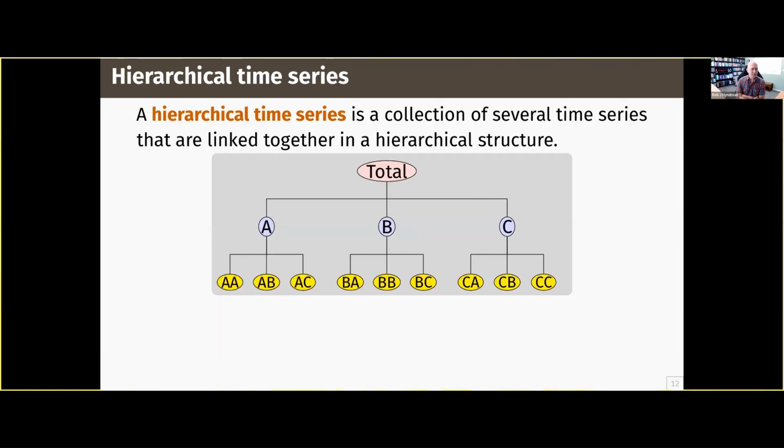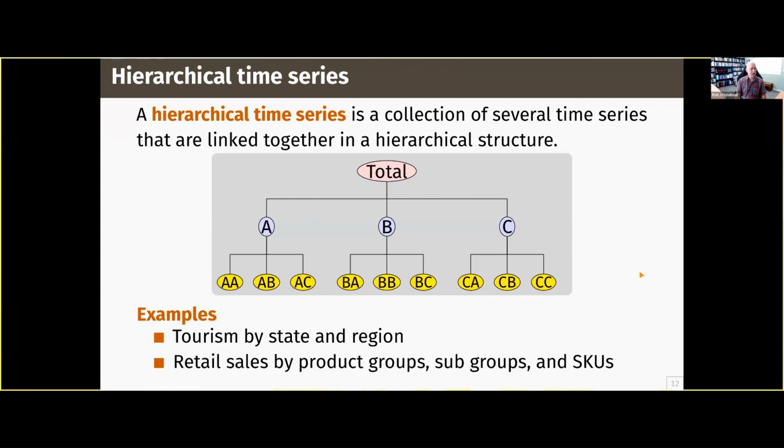So we can think of this in a graph structure, where a hierarchical time series is a collection of time series, and they are linked in this structure where the total here has to add up to its components, and each of those components has to be the sum of the components below, and so on. So examples where it's strictly hierarchical in this manner would be tourism split by state and then by region, or if you're a retail outlet, sales split by product groups and subgroups right down to the smallest units, which are normally stock keeping units or SKUs.